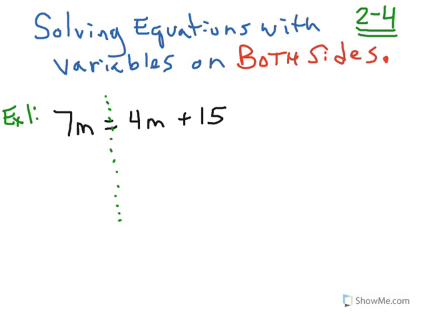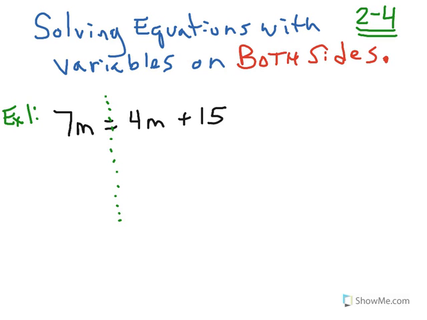The equal sign still splits it into two equal pieces. And you'll notice that this time we have 7m on the left and 4m on the right. Our strategy is going to be to collect the variables to one side of the equation. Usually we want to get them to the left side. So what we use is inverse operations, just like we did when we were solving equations. We use inverse operations to get those variables collected together.